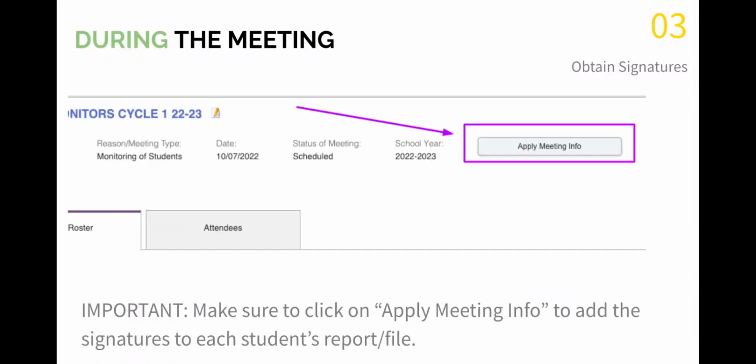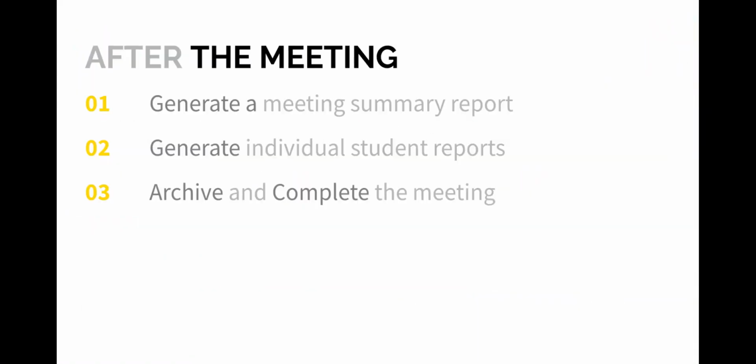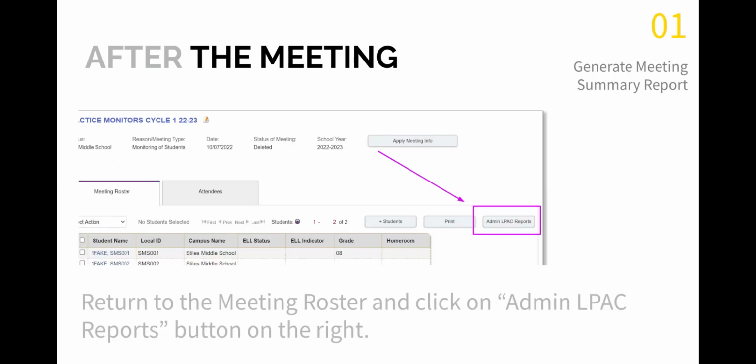So after the meeting, we're going to go ahead and generate a meeting summary report. We're going to generate individual student reports, and we're going to archive and complete this meeting. So first, we want to go to Admin LPAC Reports. So return to the meeting roster and click on Admin LPAC Reports button on the right.